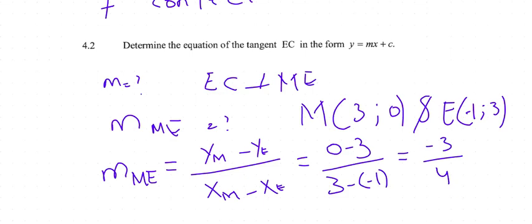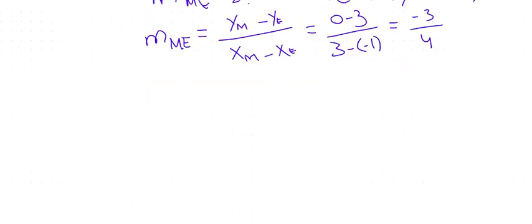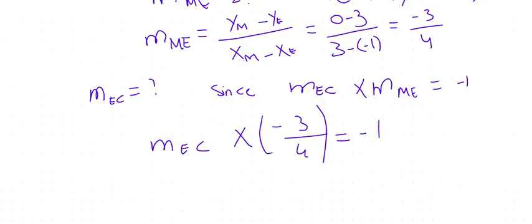Next we have to find the gradient of EC. Since the gradient of EC multiplied by the gradient of ME equals -1, what do we have? The gradient of EC multiplied by -3 by 4 equals -1. So the gradient of EC equals 4 by 3.